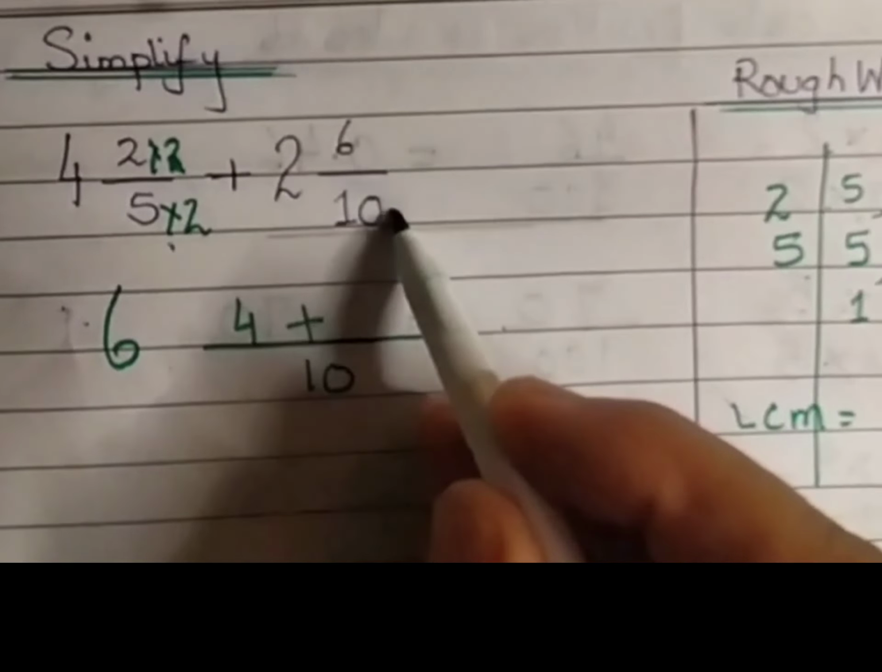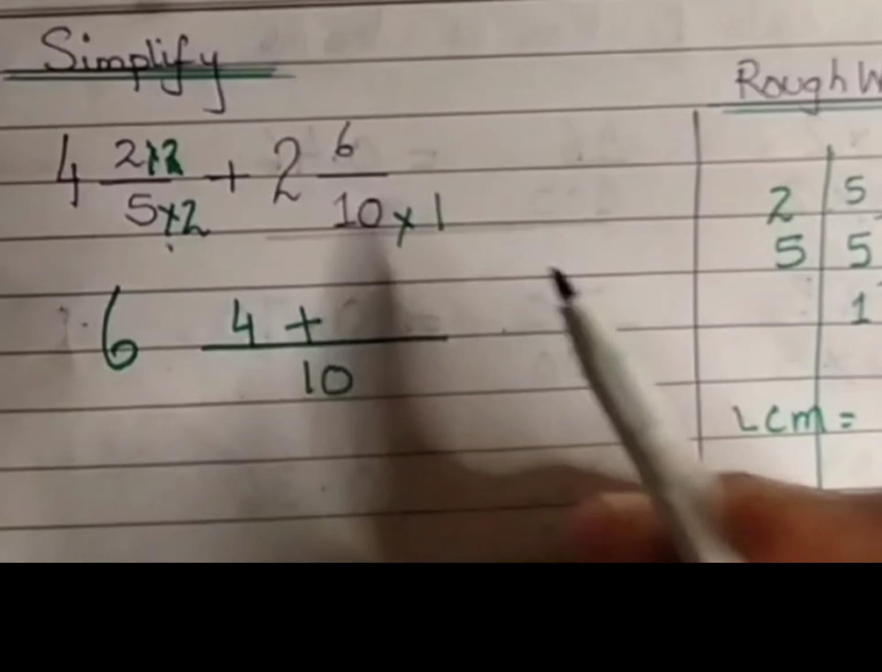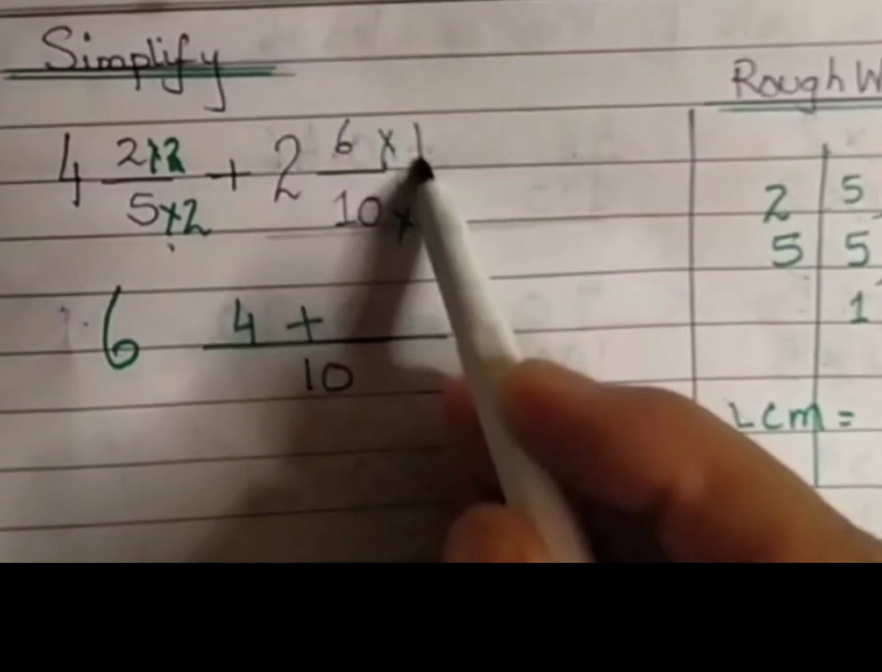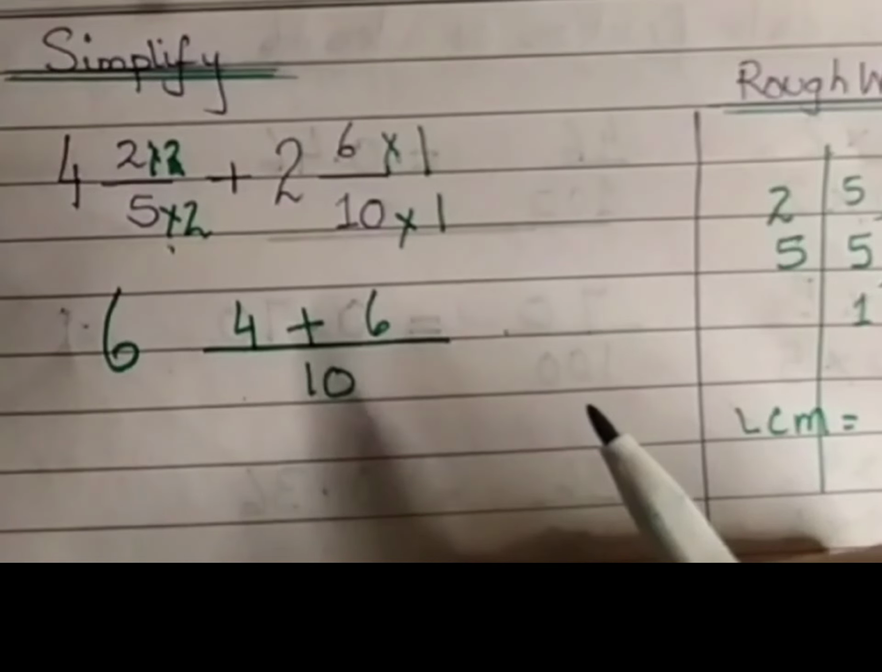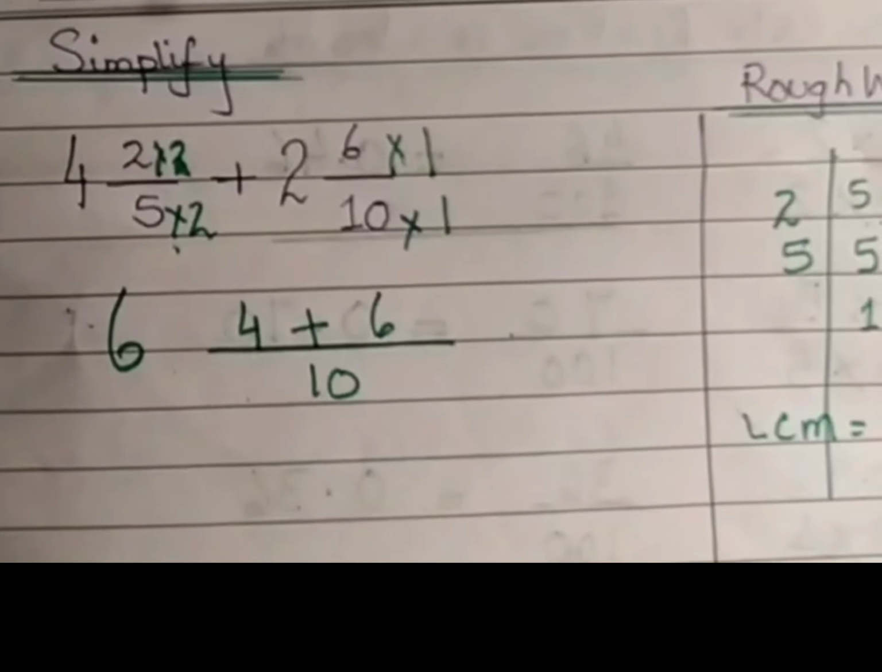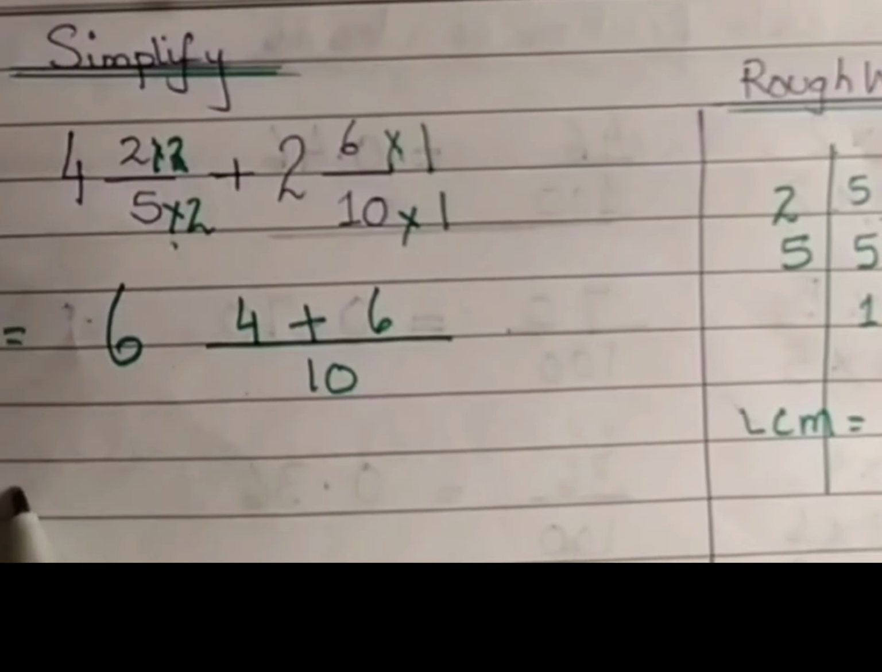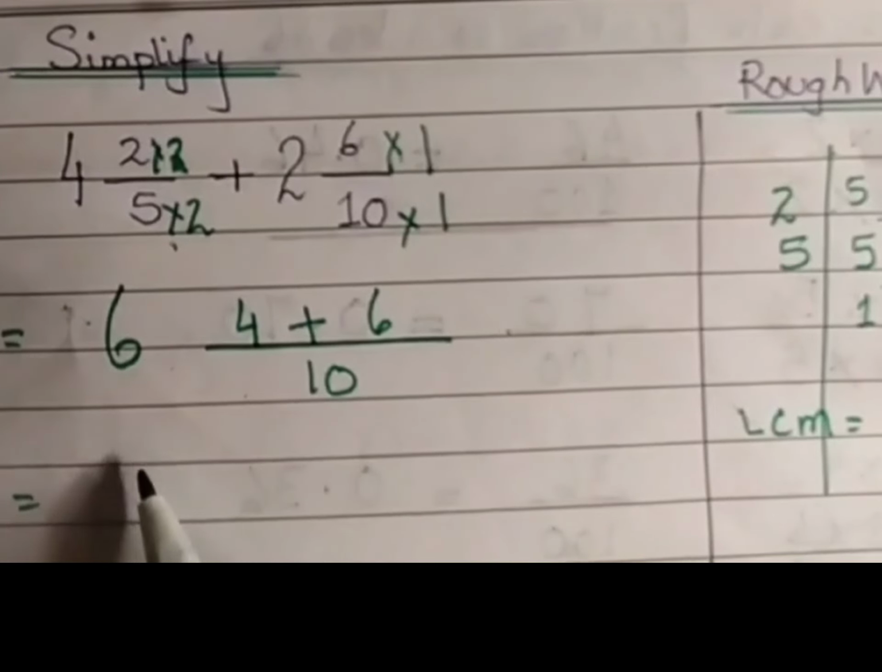Plus sign. 10 ones is giving us 10. 10 ones are 10. The same one goes up here. 6 ones are 6. Okay? So 5 2s are 10, 2 2s are 4, 10 ones are 10, 6 ones are 6. I was just checking it, children, just to make sure I'm going correct.